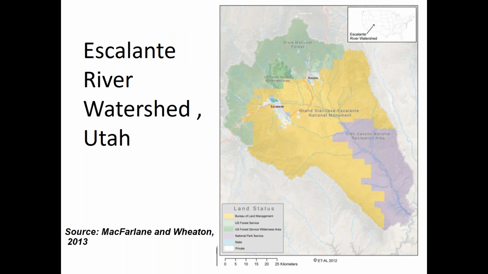So one of the basins that they identified as a good candidate for beaver reintroduction was the Escalante Watershed. This basin covers about 2,000 square miles and is located in southern Utah. The watershed historically did support beaver, but beaver are pretty rare in the region now.